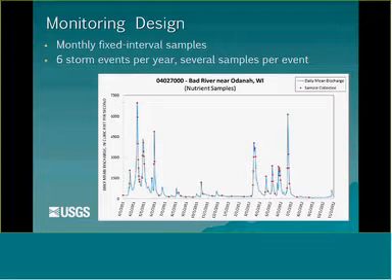When we started the program, we were collecting monthly fixed interval samples. So it's like the second Tuesday of the month, trying to do that in a way that was not biased in terms of flows, ones that could also be used to estimate trends in the future. To supplement that, we collected samples during various storm events. We're hoping to collect about six events per year and sample over the hydrograph, so we're collecting rising limbs, falling limbs.